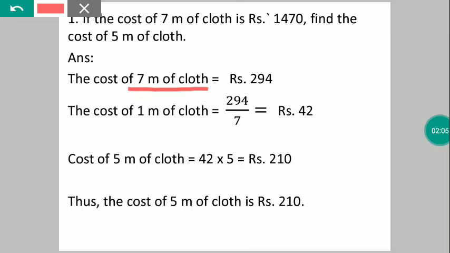We know that this is a unitary method, so we have to find the cost of 1 meter of cloth. So the cost of 1 meter of cloth is equal to 294 divided by 7, which is equal to rupees 42. Now the cost of 1 meter cloth is rupees 42. So the cost of 5 meter of cloth is 42 into 5, which is equal to rupees 210. Thus the cost of 5 meter of a cloth is rupees 210.